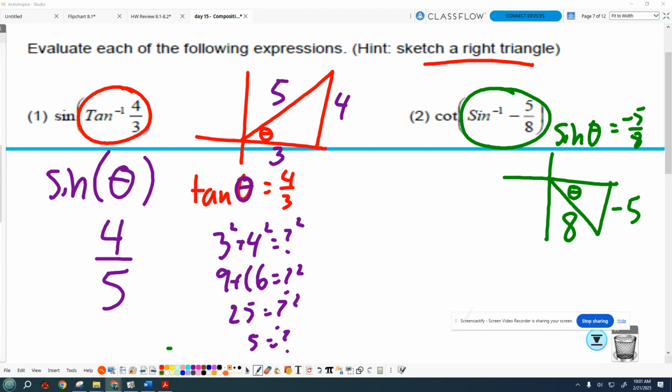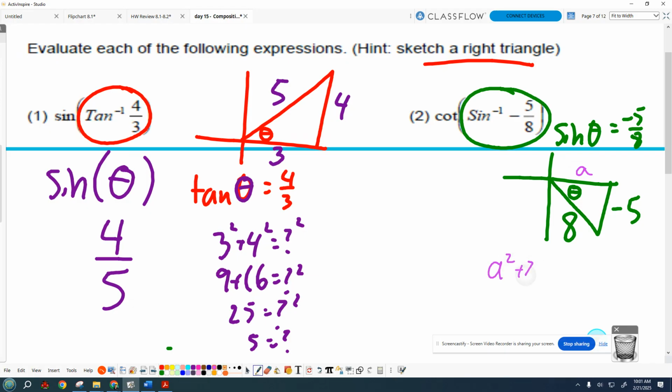Polly, how do I find the missing side? How do I find A? So we do a squared plus b squared equals c squared. What's the A? The 5 or the negative, or the -5 or the 8? The -5. So A squared plus 25 equals 64. 64 minus 25.